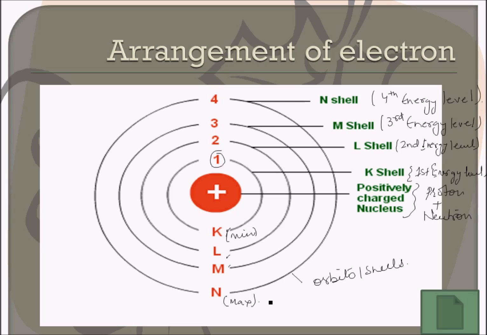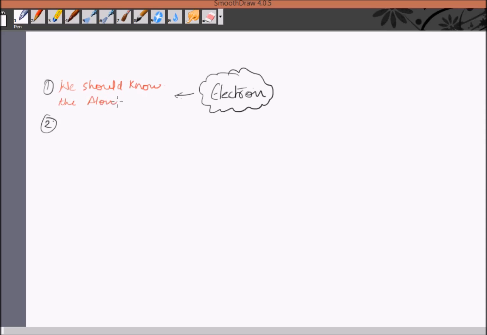So let's discuss now how these electrons are arranged in these shells, these energy levels. Let's explain. Friends, we are here to see the arrangement of electrons, right? There are two things we should know about the electrons, or you can say the atom of the element, when we are going to see the arrangement. First, we should know the atomic number of the element.